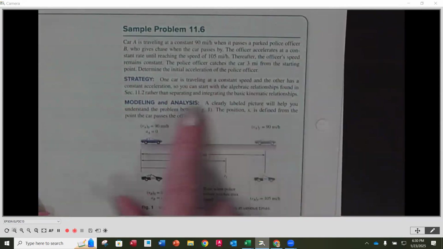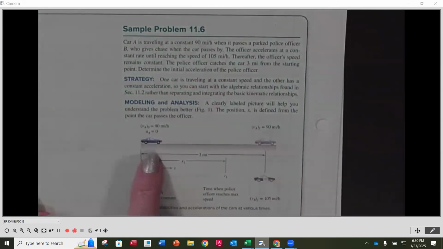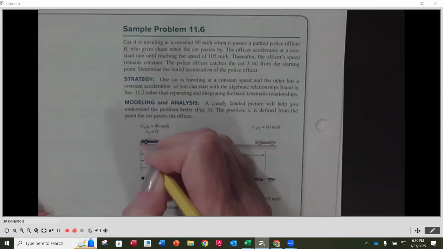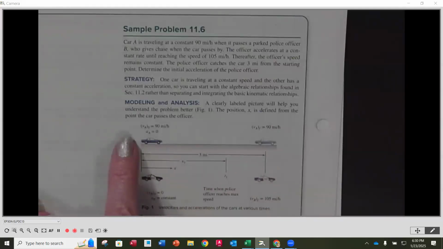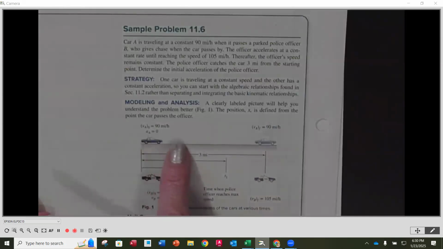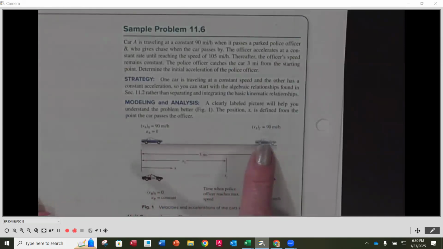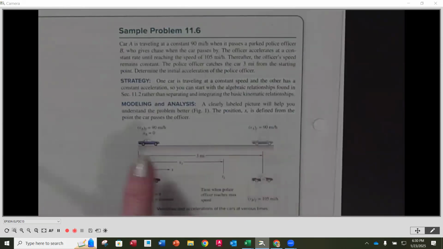Okay, so you have an illustration here of these two cars. On the left-hand side is going to be like our origin. This would have been where car A passes the police car. And then the police car is going to take off. Car A is going to continue at a constant velocity. It's not going to speed up or slow down. It's just going to stay at that same 90 miles per hour. And then the police car, starting from rest now, is going to accelerate.